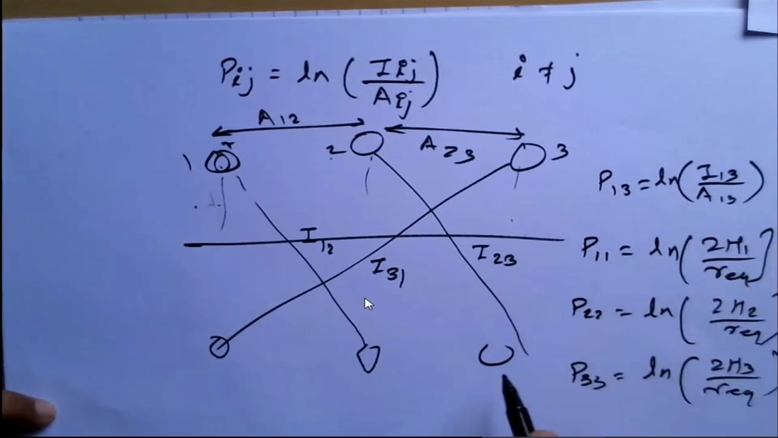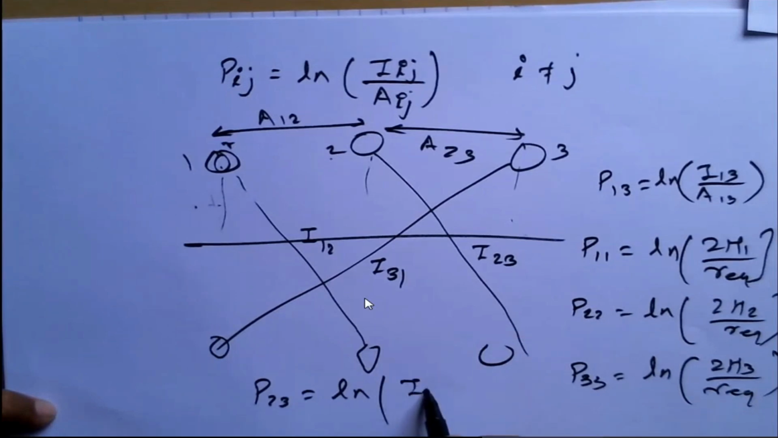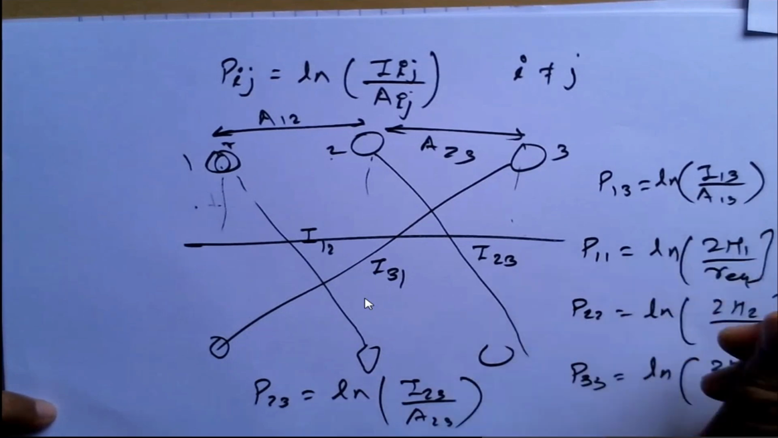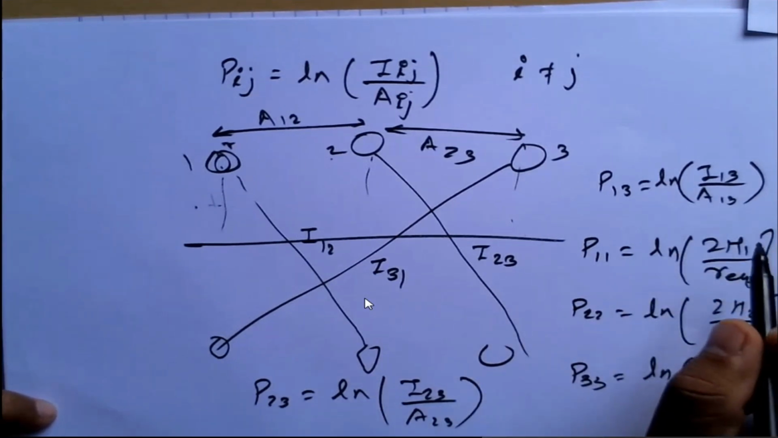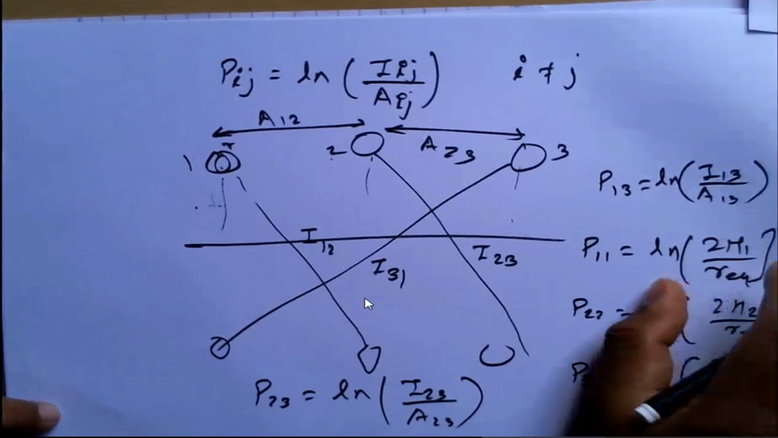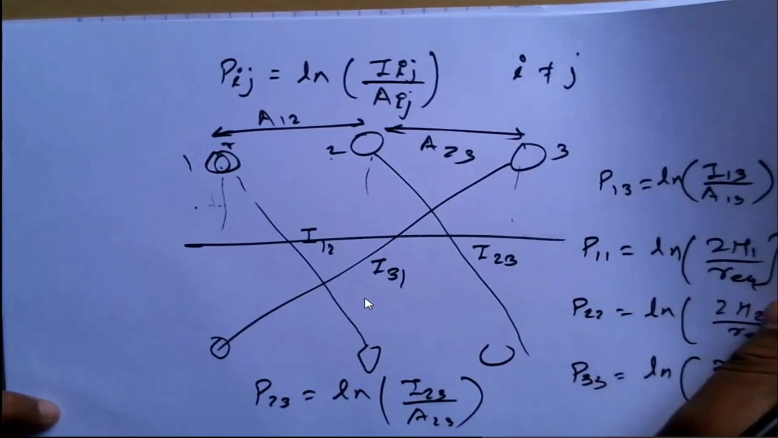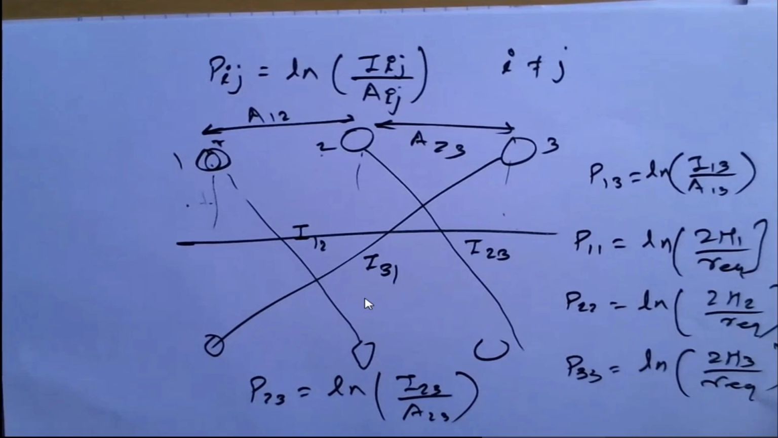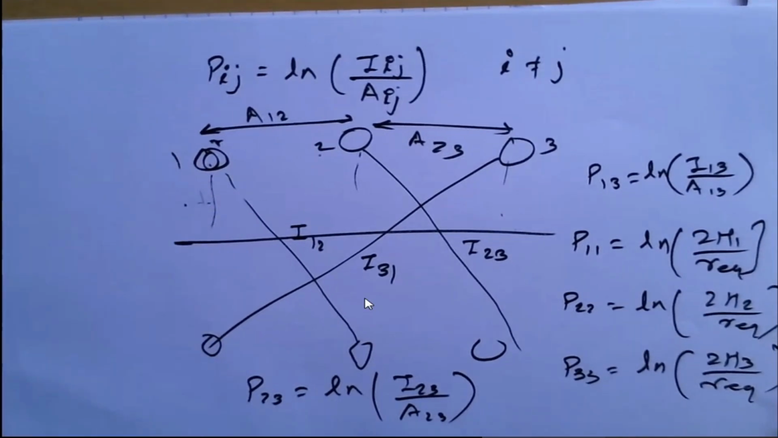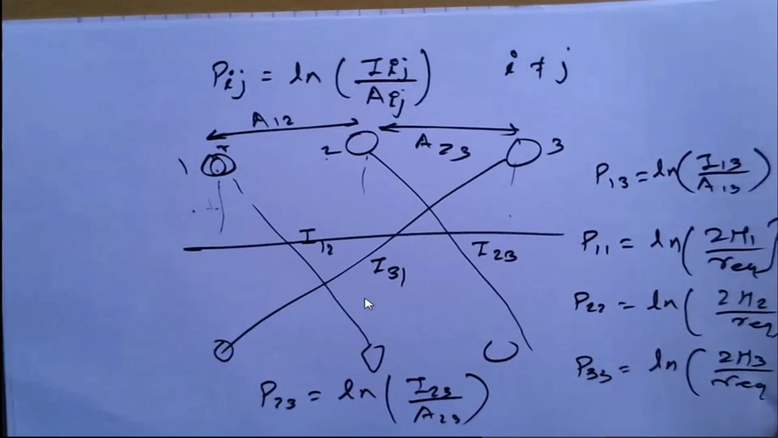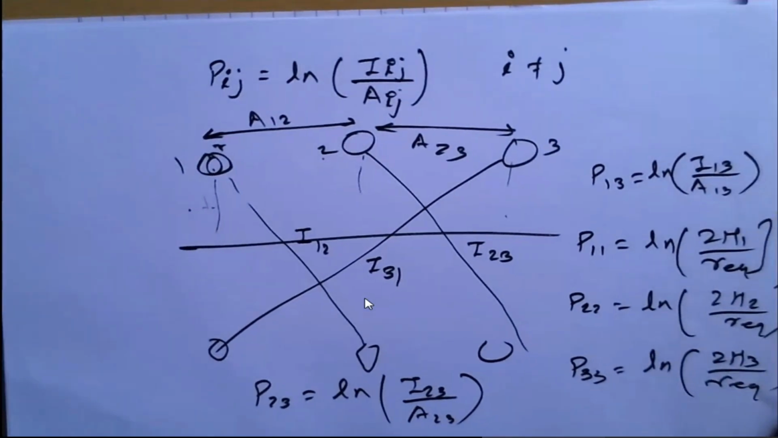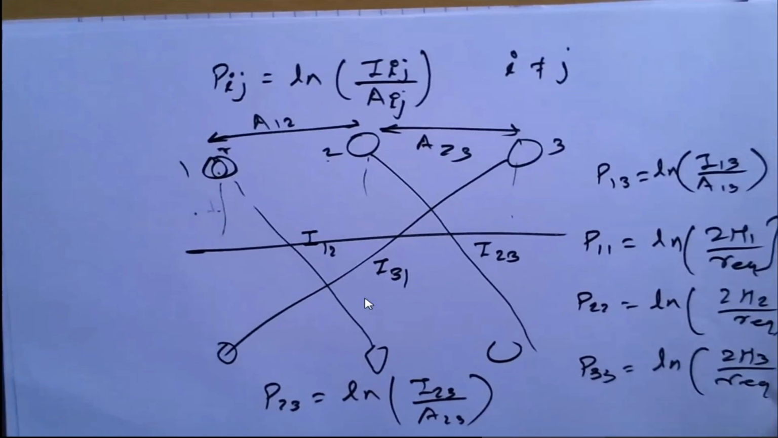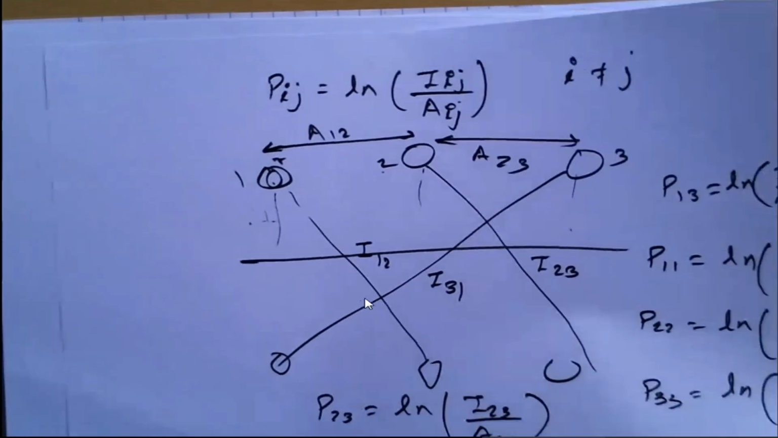Same way, what will be P23? P23 will be ln of I23 upon A23. So in this manner, we can calculate that matrix M, or P of ij, or P of ii. So if you remember all these derivations and factors, how we derived this, we will move further to the calculation of the electrostatic field of a single circuit of a three-phase line.